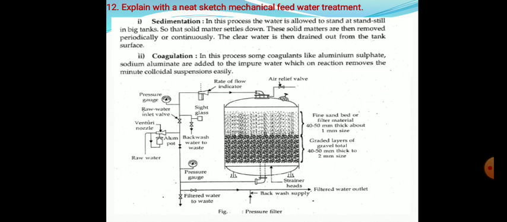So see the figure of the pressure filter. So this is the pressure filter. It consists of rate flow indicator, pressure gauge, raw water inlet hole, sight glass, venturi nozzle, alum pot, raw water, backwash water to waste, pressure gauge, filter water to waste, air relief valve, fine sand bed or filter material 40 to 50 mm thick, about 1 mm size, graded layers of gravel total 40 to 50 mm thick, to 2 mm size, strainer heads, backwash supply and filter water outlet.